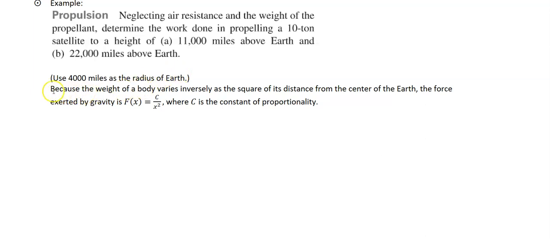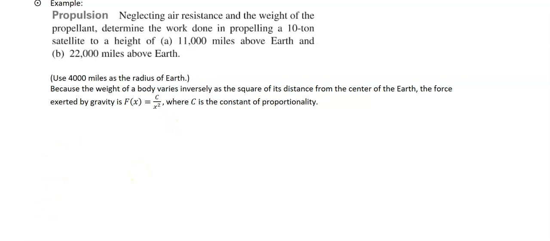Keep in mind that the weight of a body varies inversely as the square of its distance from the center of the Earth. So whenever we do these propulsion problems, the force exerted by gravity is F of x equals c over x squared, where c is the constant of proportionality. That's what we're using to calculate these problems, because the object is working against gravity.